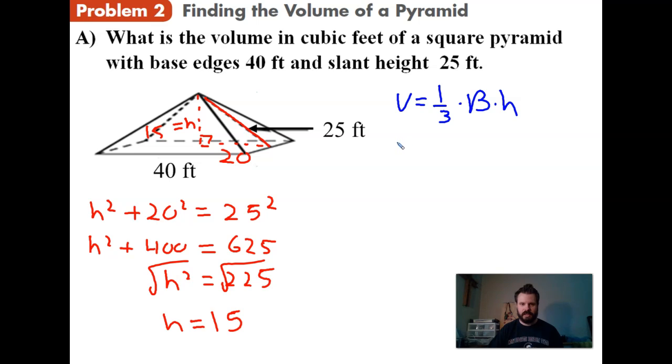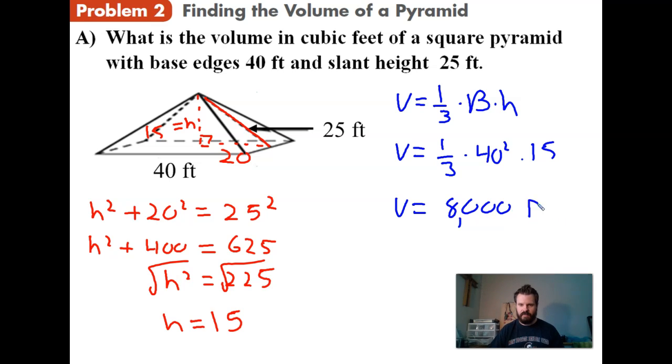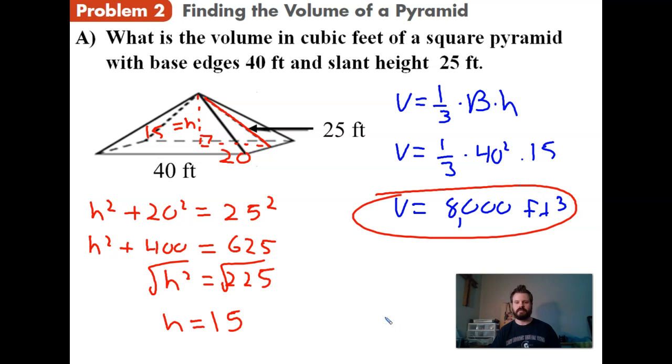Okay, let's plug that in. Volume equals 1/3, okay, times area of the base, so that'd be 40 squared, times height of the pyramid, which would be a 15. And again, I can just do that all in one step. When I do that, I end up with 8,000 feet to the third here. All right, so there you go, and that's about as tough as we can make a problem like this, just basically where we give you the wrong height, and you've got to solve for that first.